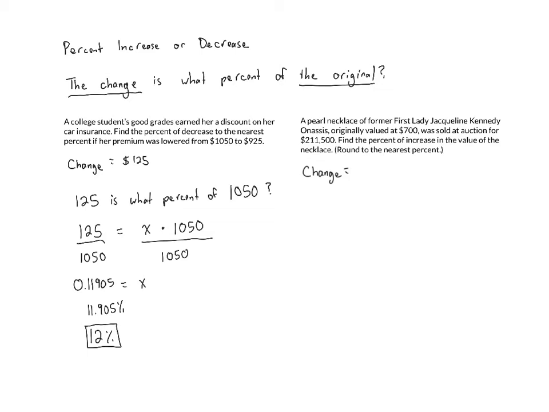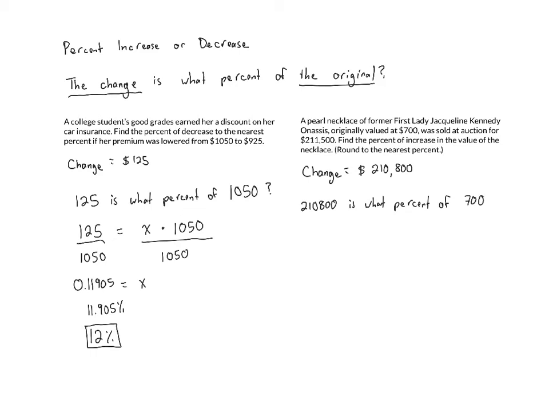And if we take $211,500 minus $700, we end up with $210,800. So the necklace changed in value by $210,800. And so now that we know the change, we can set up the percent equation. We have 210,800 is what percent of the original value, which was $700.